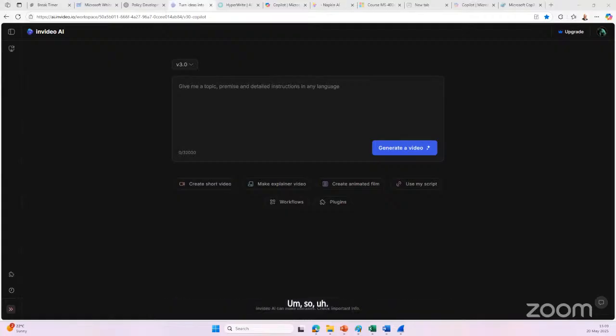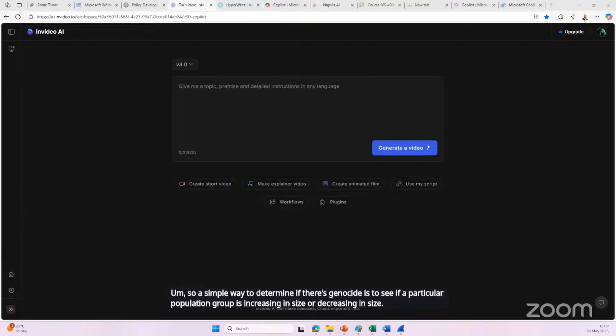So I just saw another one. The world has recently seen Grok AI. I must apologize because I don't use Grok AI myself, but I can see it being used to indicate that there is white genocide in South Africa. A simple way to determine if there's genocide is to see if a particular population group is increasing or decreasing in size, because genocide seems to indicate that it should be a decreasing population and not an increase.